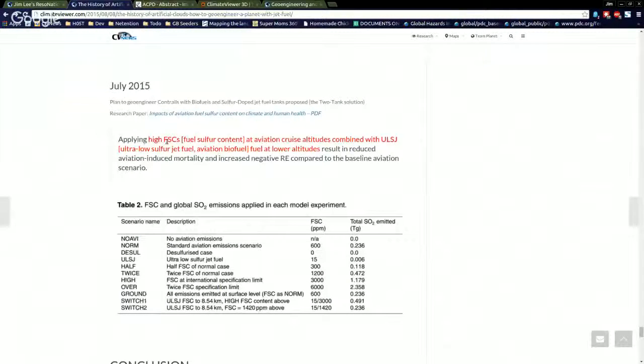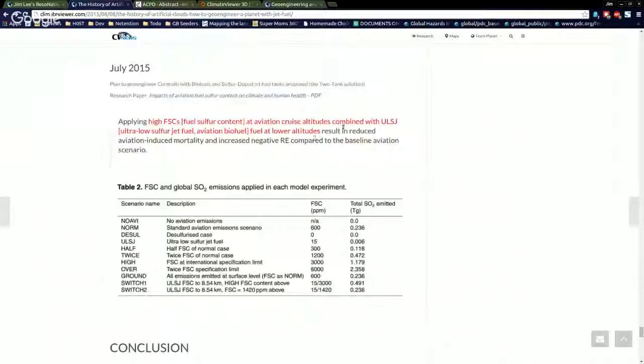Applying high fuel sulfur content fuels at aviation cruise altitudes combined with ultra low sulfur jet fuel at lower altitudes resulted in reduced aviation induced mortality and increased negative radiative index compared to the baseline aviation scenario. So basically what they're talking about is ultra low sulfur jet fuel is biofuel, alternative fuels for jets.